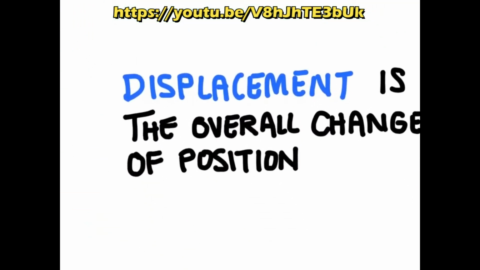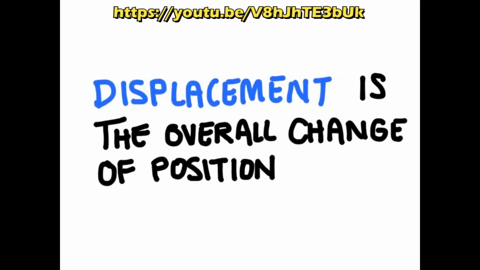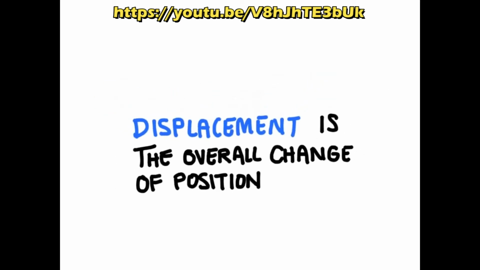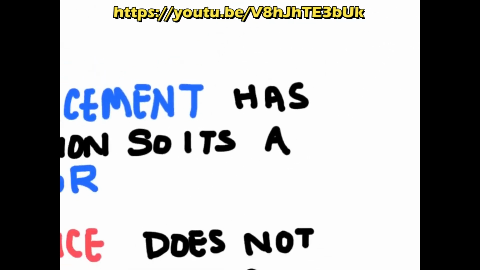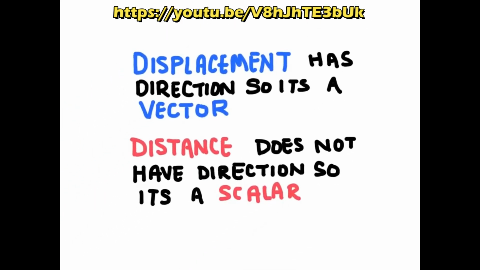Now the definition for displacement is the overall change in position. So we're looking at a starting position comparing it to a finishing position. And then the other big difference here is that displacement is going to include a direction. Because displacement includes a direction, we call this measurement a vector, and measurements that include directions are called vectors. Distance doesn't include a direction, and so it's called a scalar.